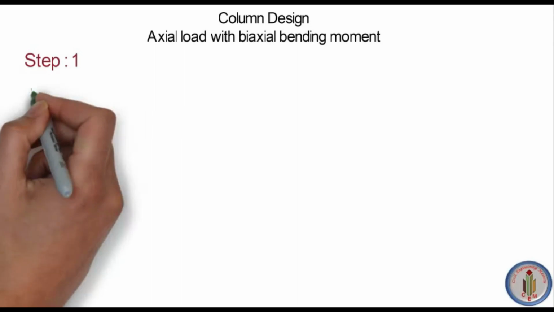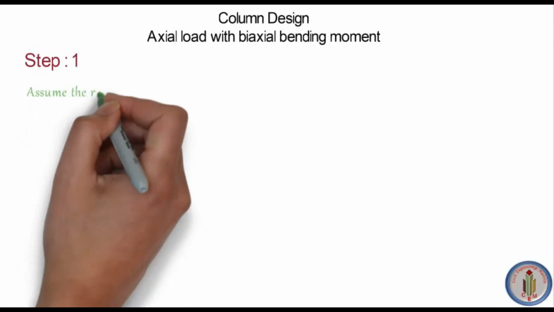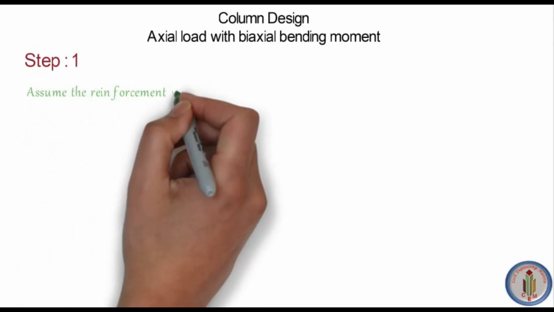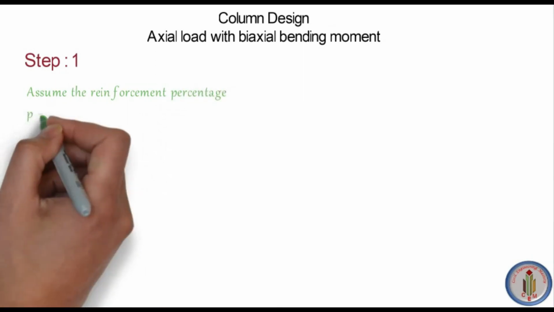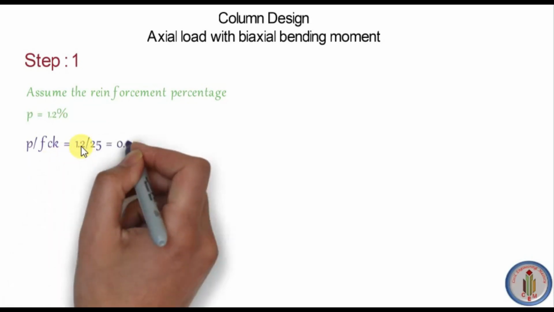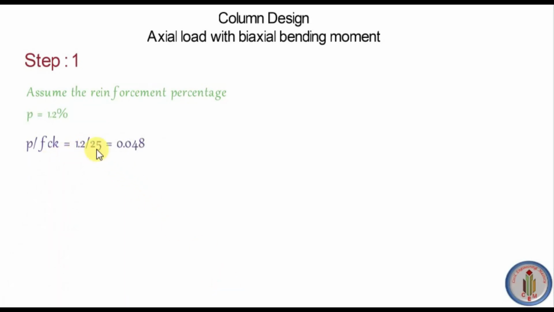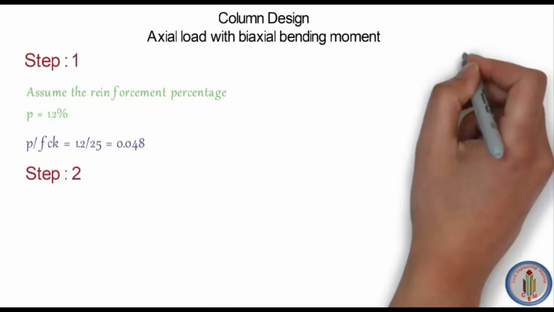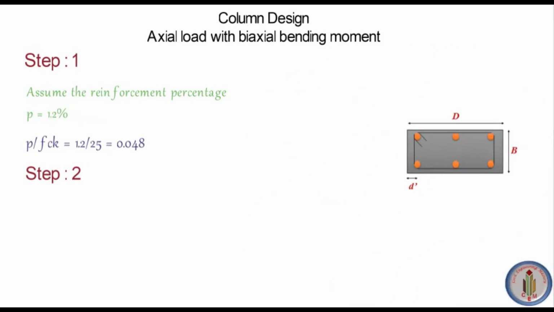First step, we need to assume the reinforcement percentage. So here I'm going to assume the reinforcement percentage as 1.2. P is 1.2. P by FCK is 1.2 by 25. Here 25 is the grade of concrete, the FCK value. So we get 0.048. This value we'll use in a later step, I'll tell you at that time. Next, let's go to step 2. In step 2, we need to find out the uniaxial moment capacity of the column about the x-axis.